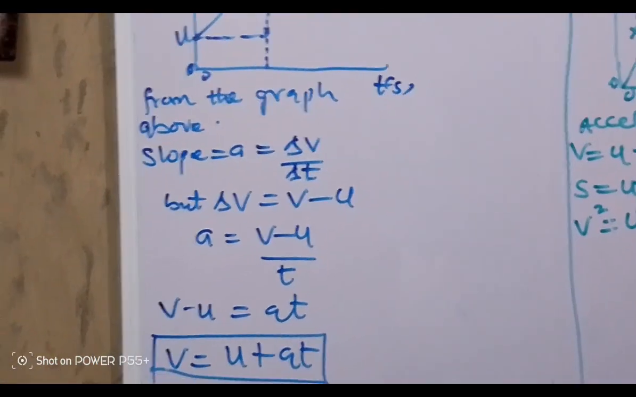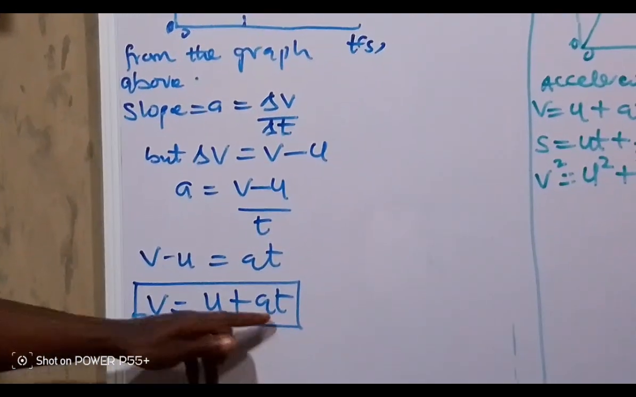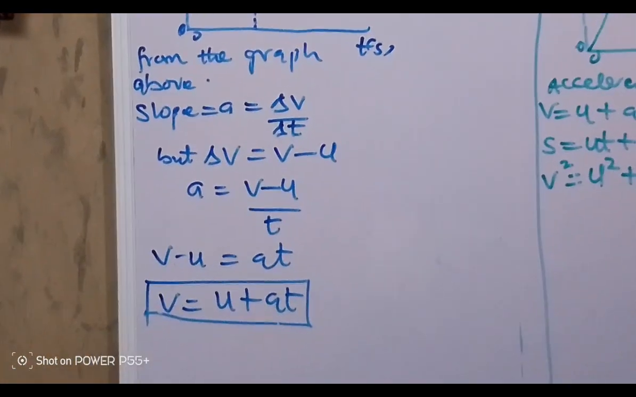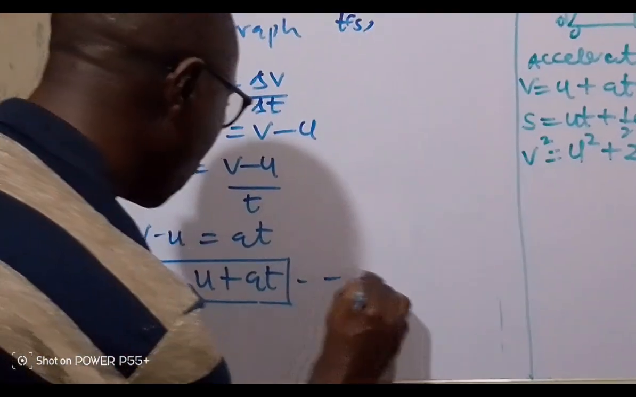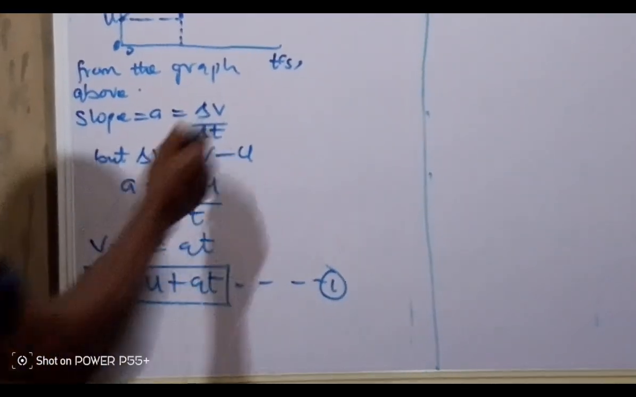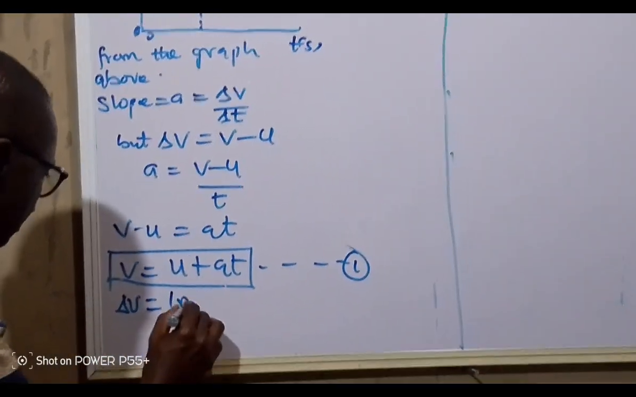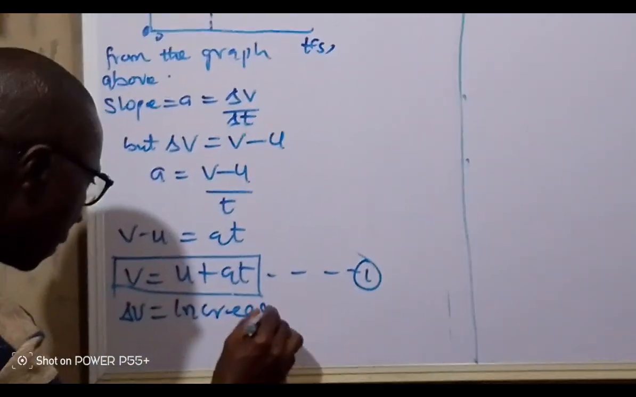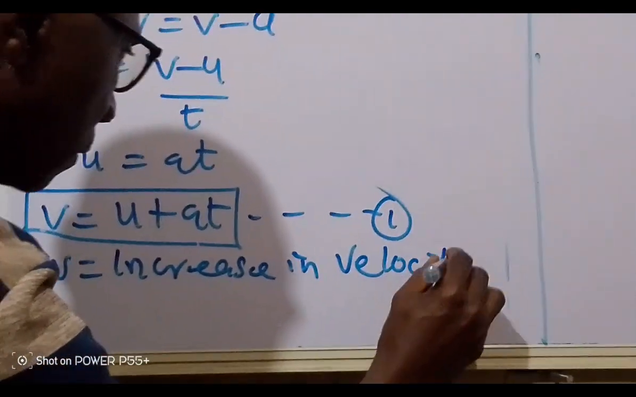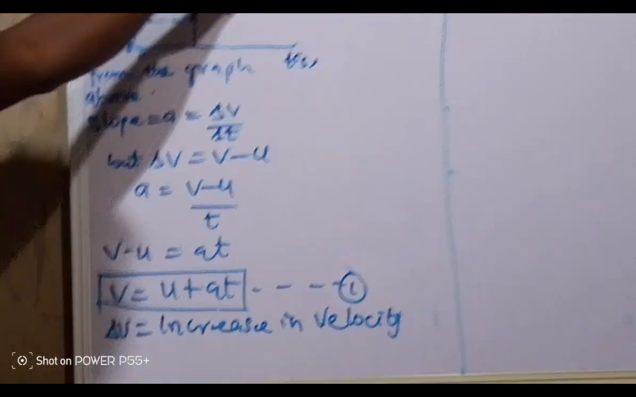That V is what? Final velocity. U is what? Initial velocity. A is what? Linear acceleration. And T is time taken. So this one is equation 1. Now, don't forget our delta V is equal to the increase in velocity, because we said uniformly accelerated body.